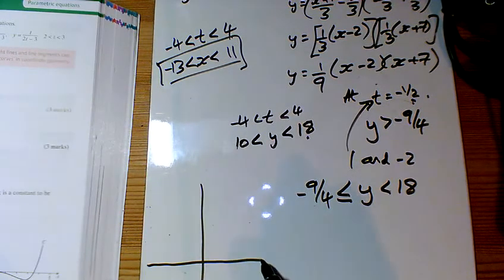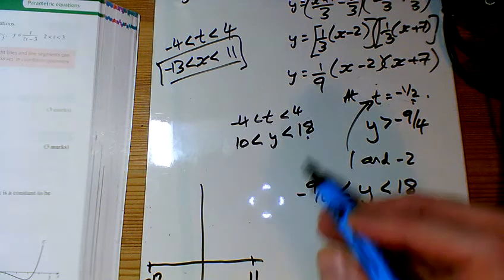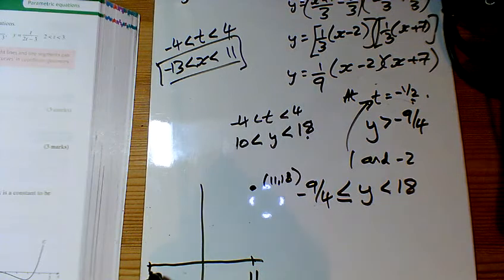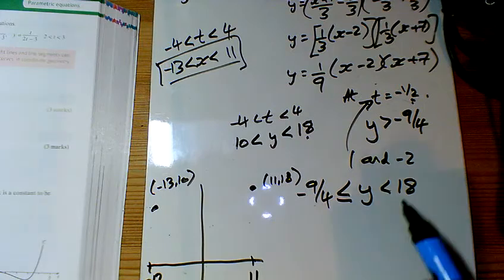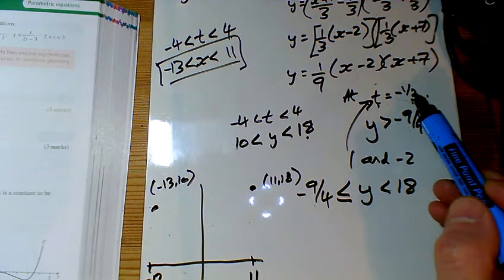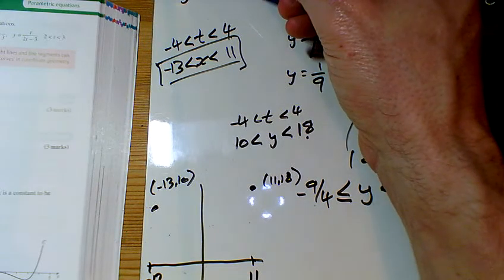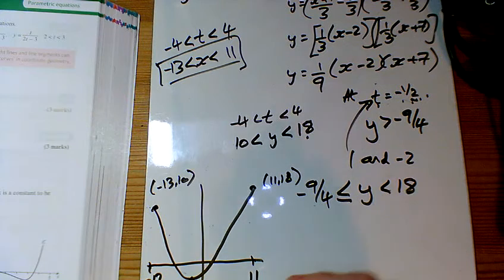So the t values were from -4 to 4, but the x values go from 11 all the way down to -13. We already did that: when we have 11, we had 18. So up there we've got 18. And we already know that at -13, we've got 10. The other bit that we've got is that if t is equal to -1/2, that would mean x is -5 over 2, so it's down there, and it's going to go all the way down and then all the way up again, and that lowest point there is -9 over 4.